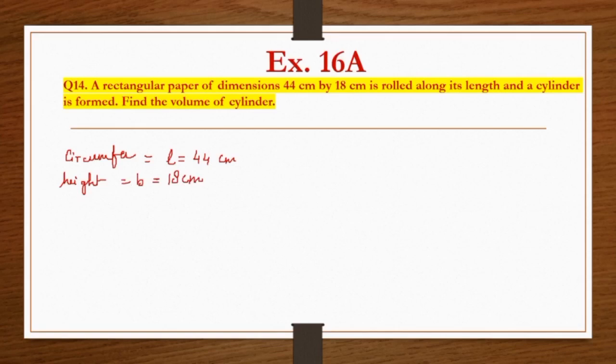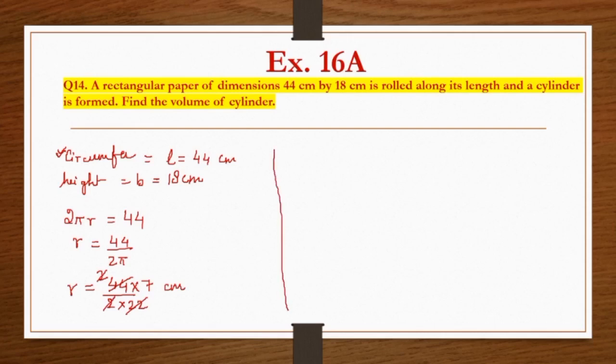Now put the values. For the volume of the cylinder we need the radius as well. So using this circumference we are going to find the radius. The circumference formula is 2 pi r, and the circumference value given is 44. Now r as it is, because we want to find it, so 44 divided by 2 pi, and if we write the value of pi, we get 44 divided by 2 multiplied by 22, and 7 will be in the numerator. Now solve this. 22 and 44 we can cancel by 2, so 2 and 2 also cancel, so we got r is 7 centimeter.